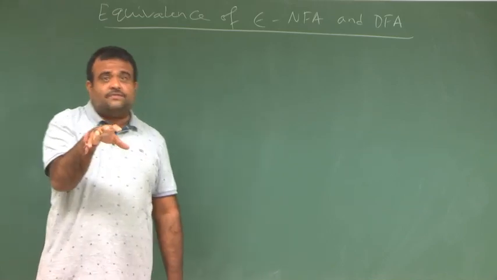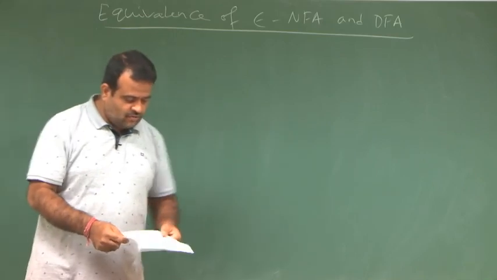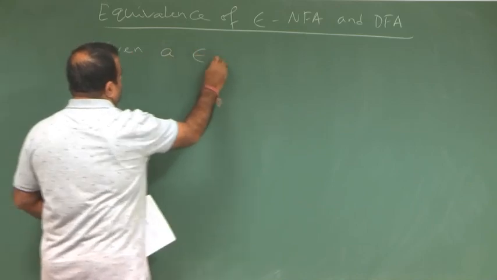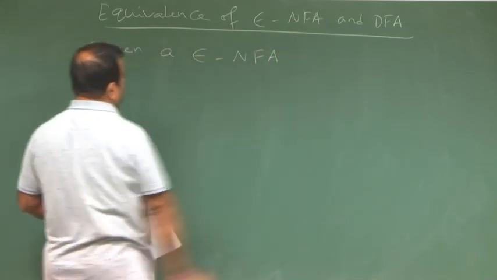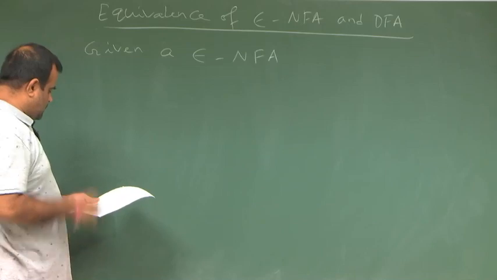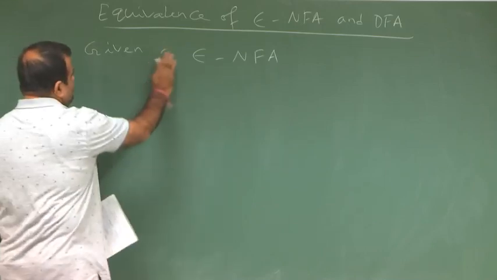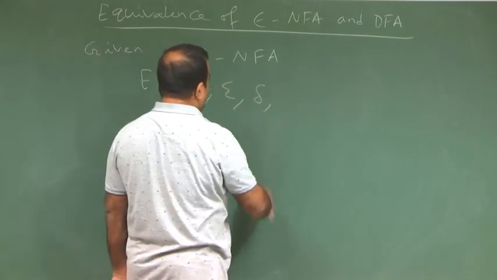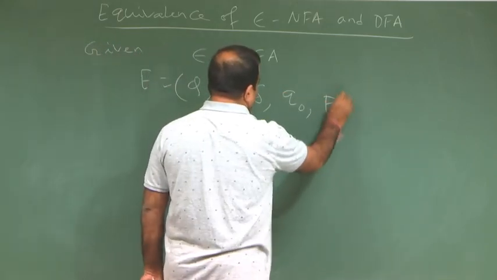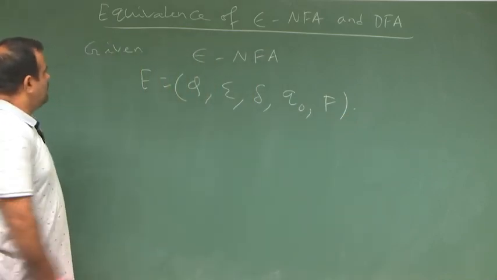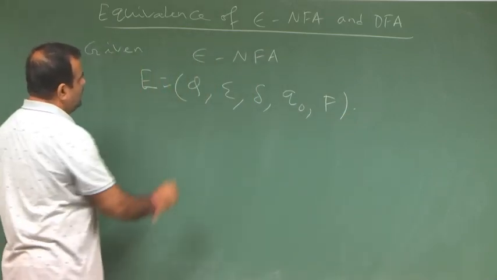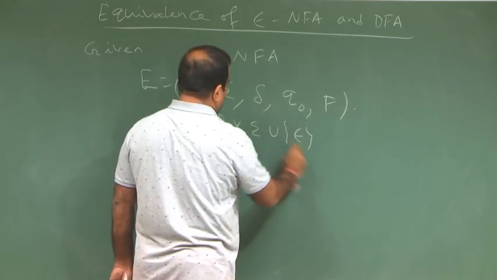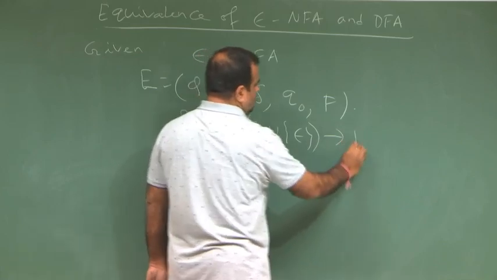Now, given an epsilon NFA, how we can construct a DFA directly, that we will look at. So, given an epsilon NFA, say E = (Q, Sigma, delta, q0, F), where delta is a function from Q cross (Sigma union epsilon move) to 2 to the power Q.